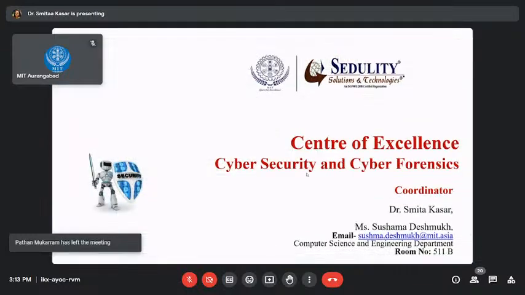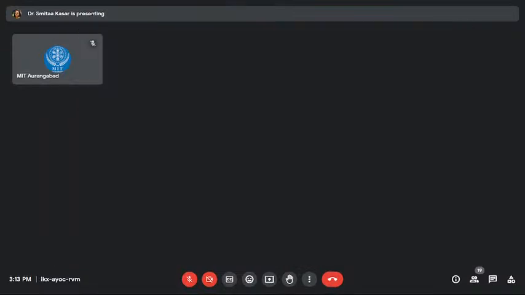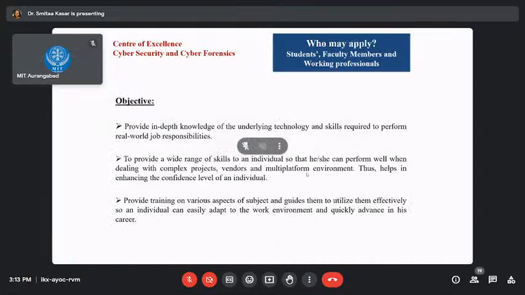We have a center of excellence, as I was talking about, in cybersecurity and cyber forensics. We are in touch with and associated with Sedulity Solutions and Technologies. We coordinate this session, and the objective of starting this COE is that cybersecurity and forensics is a very much required aspect. It's not only for computer science and engineering; any branch student can come and get trained in this center of excellence.